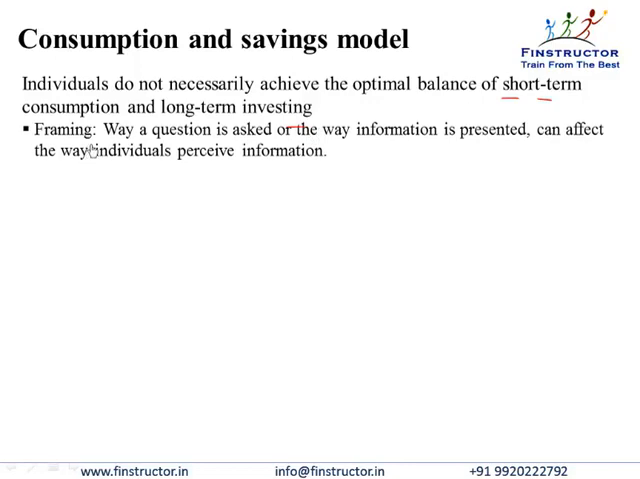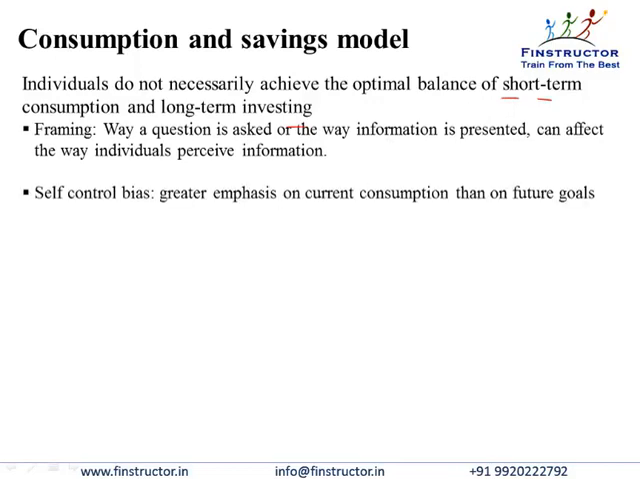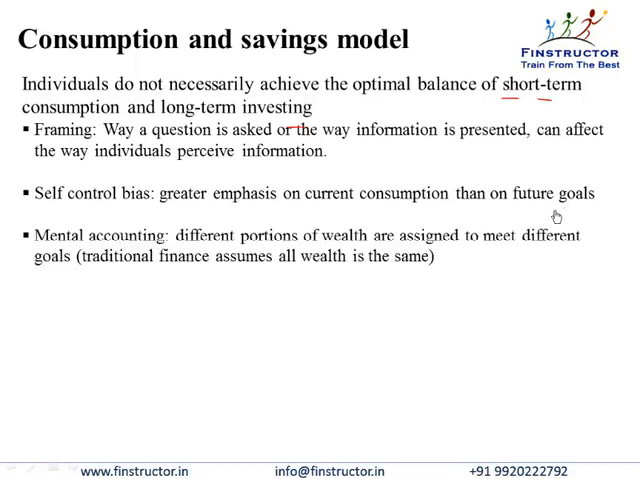Framing can affect our decisions. The way a question is asked or the way information is presented can affect the way individuals perceive the information or take the decision. So that makes us overspend at times or spend less at times. There is a self-control bias, that is, there is greater emphasis on current consumption than on future goals, so we are not always able to control our desires.